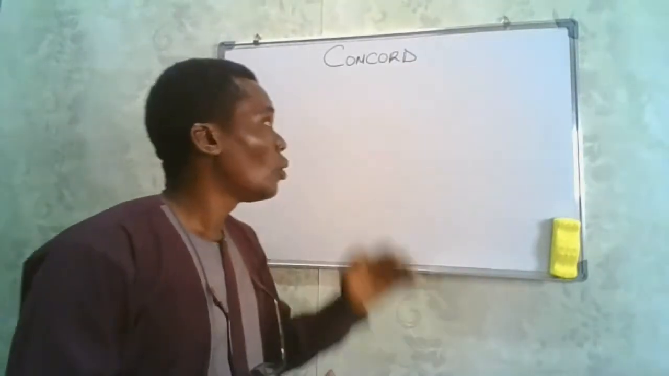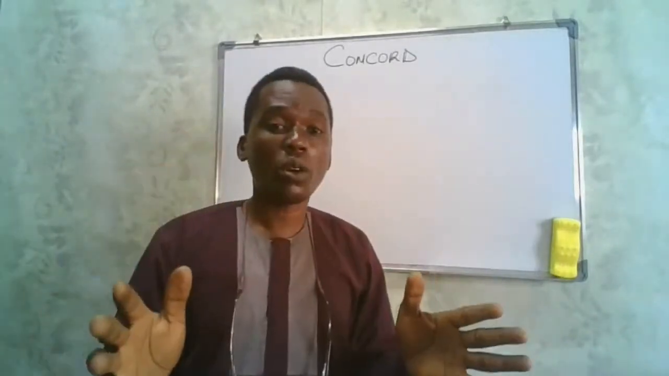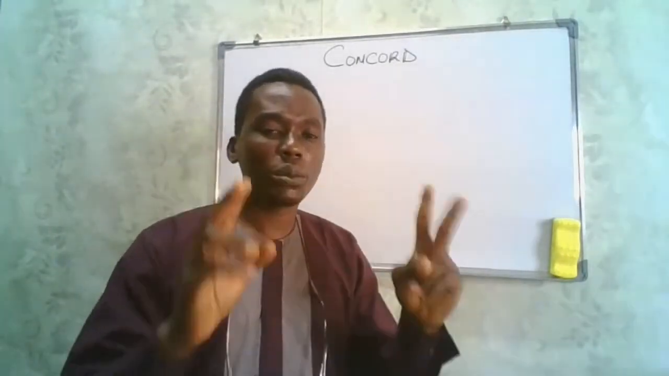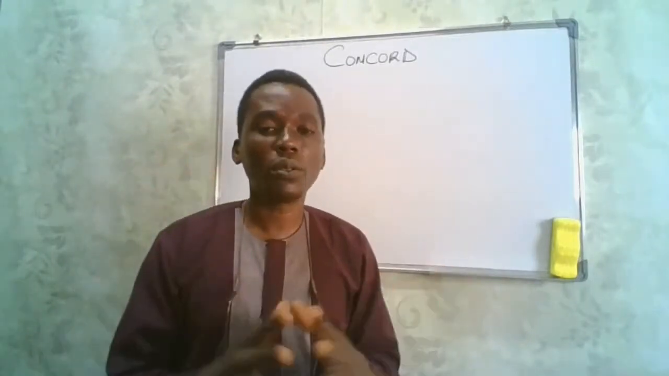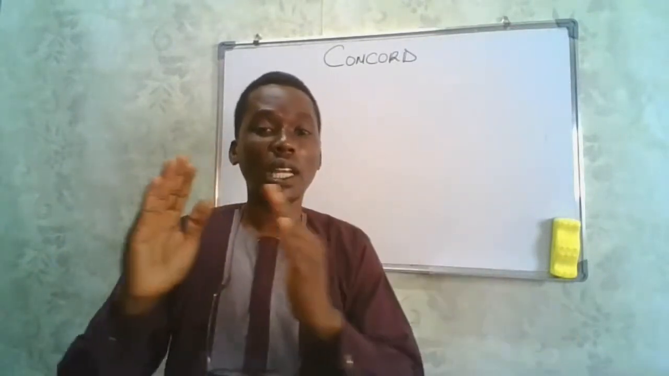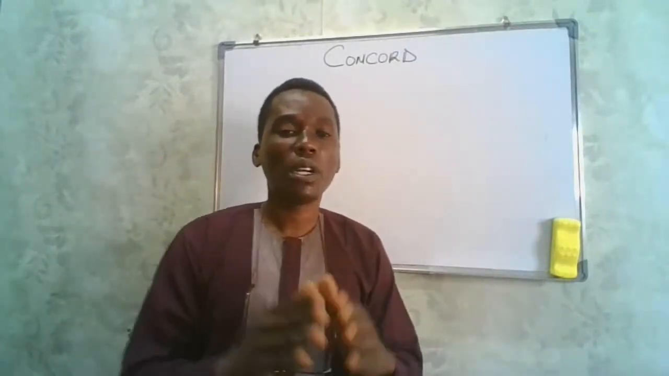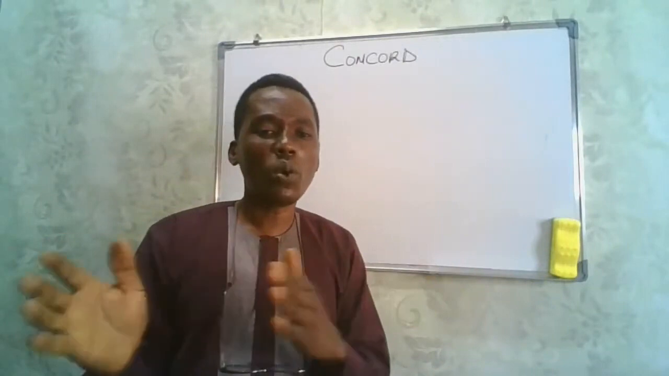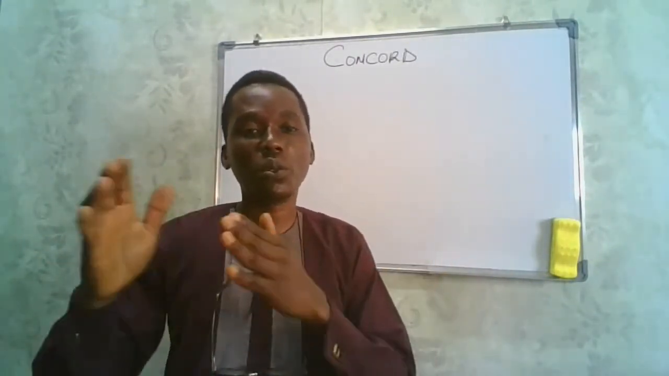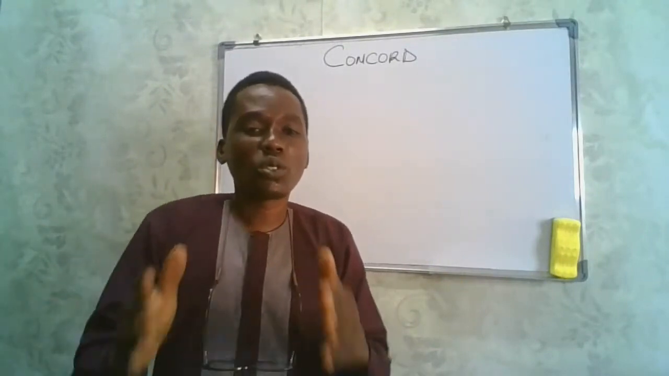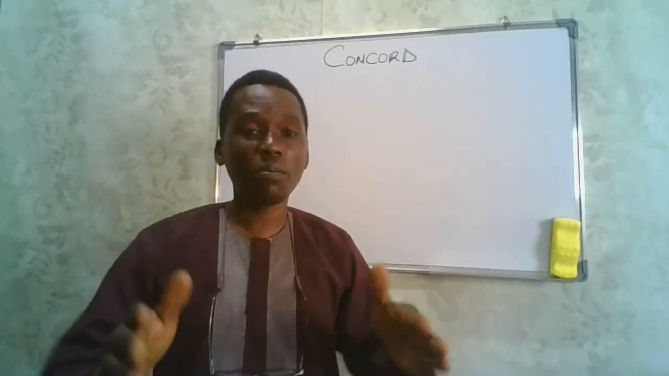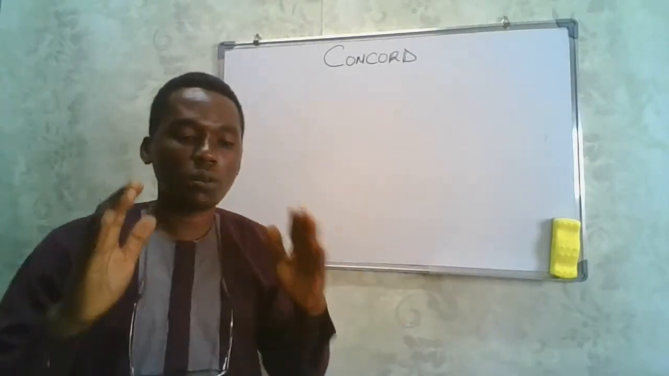In today's class, we'll be looking at Concord. Today we'll be looking at Concord and we'll be looking at three different rules of Concord. Now remember, Concord has to do with your subject and verb relationship. So when we know how to combine subject and verb, we can be able to talk more or solve some question under English language. So if you are preparing for JAMB, this class is just for you.